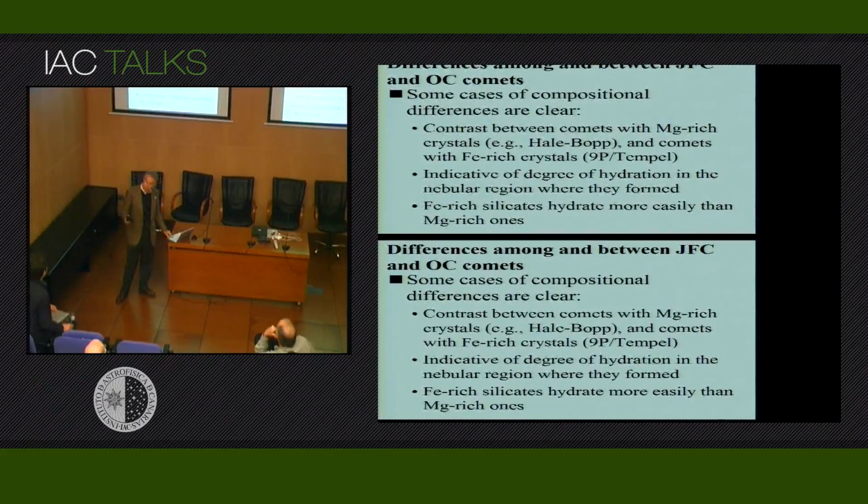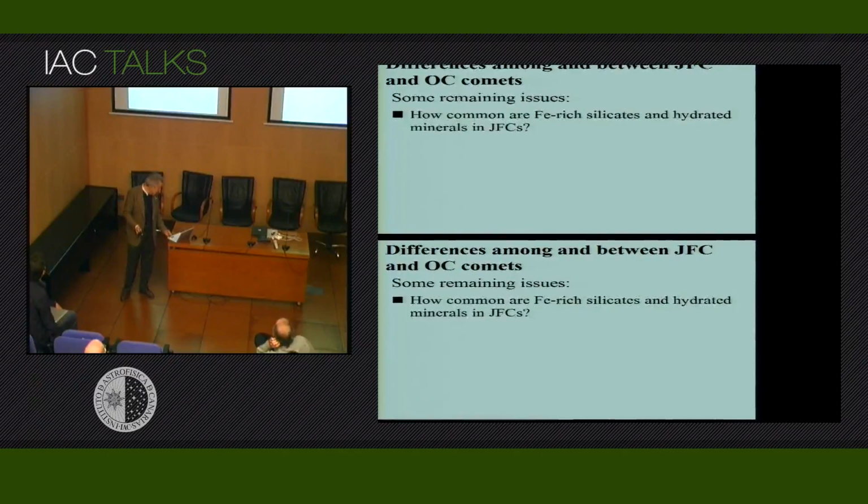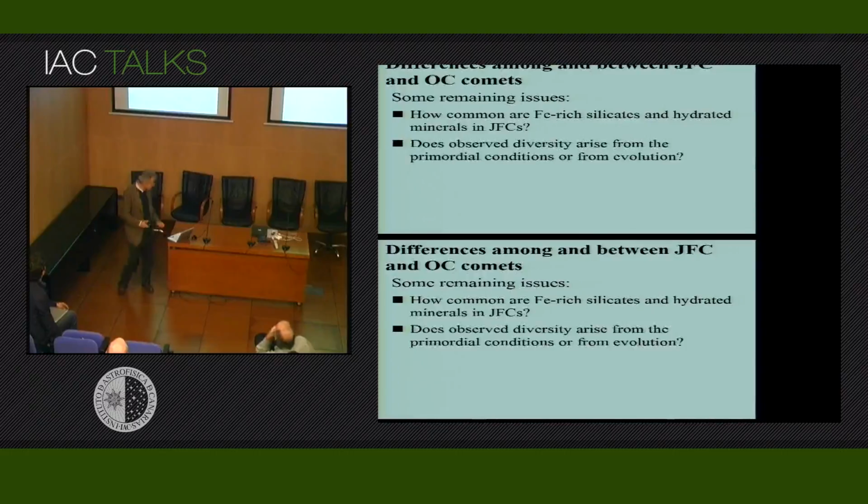And so some remaining issues are how common are iron-rich, anhydrated silicates in Jupiter family comets? That's one of the questions that we would like to address with CanariCam. And the other one is, does the observed diversity arise from primordial conditions or evolution? That's a harder question to answer, but of course we're going to need to sample a larger number of both Jupiter family comets and Oort-Cloud comets with CanariCam. So let me jump to my third item, which was interrelations.